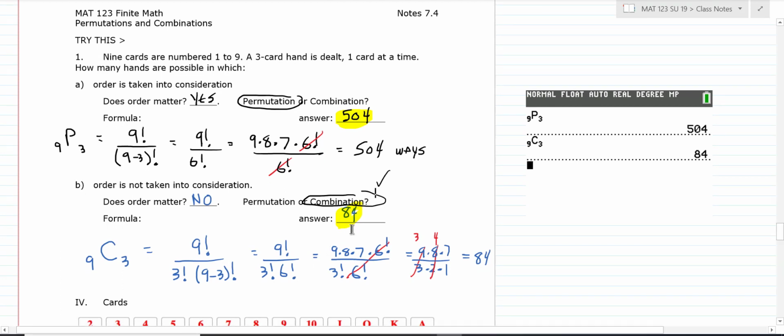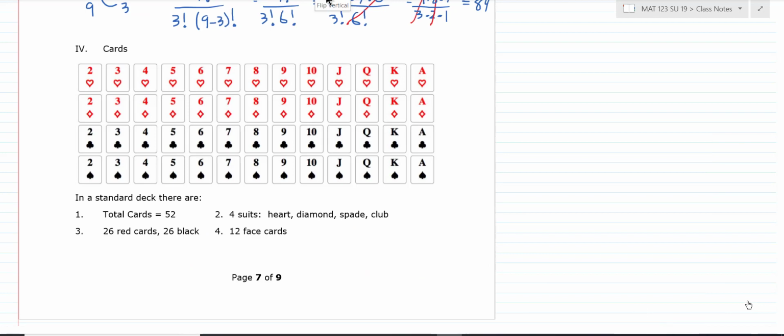All right, so let's see. Now we're going to go on and talk about some card problems. Those are always good problems to show students. So we're going to look at a standard deck of cards and get this put together. If you're not a card player, it's easy to learn how cards go. There's a total of 52 cards. These are the key things that you want to know.